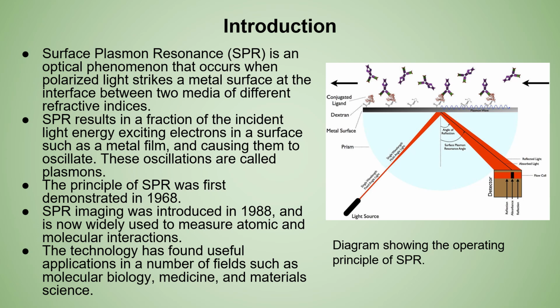So we did our project on surface plasmon resonance, or SPR, which is an optical phenomenon that occurs when polarized light strikes a metal surface at the interface between two media of different refractive indices. SPR results in a fraction of the incident light energy exciting electrons in a surface, such as a metal film, and causing them to oscillate. These oscillations are called plasmons.